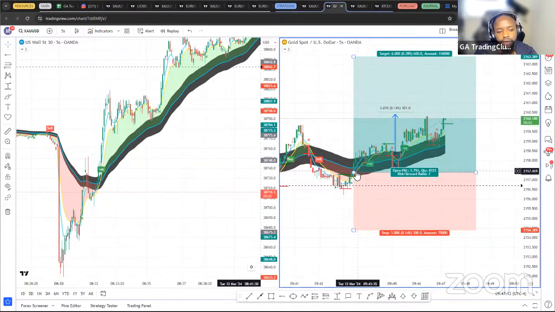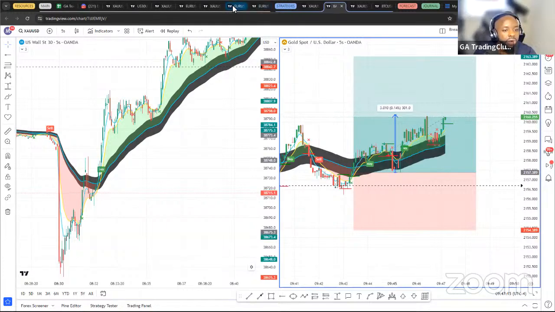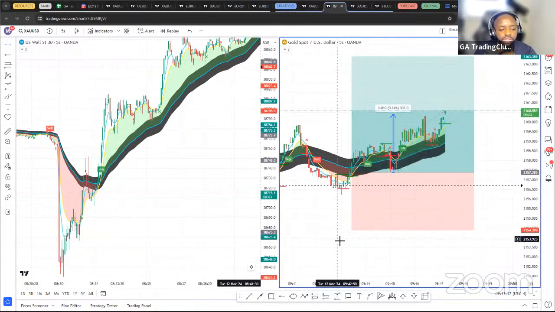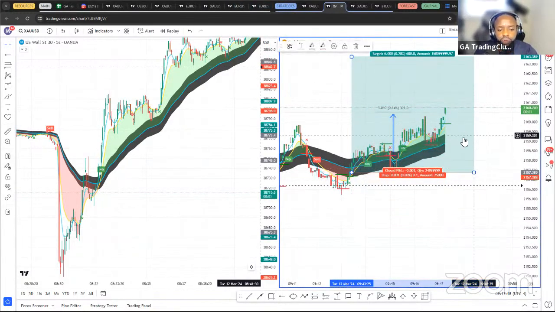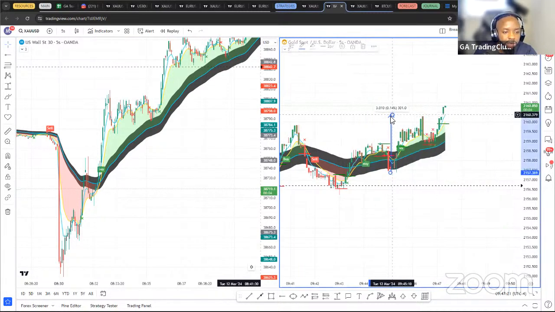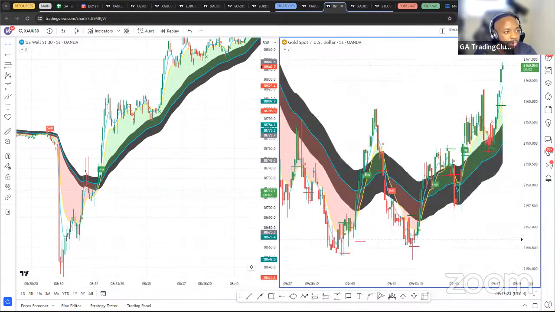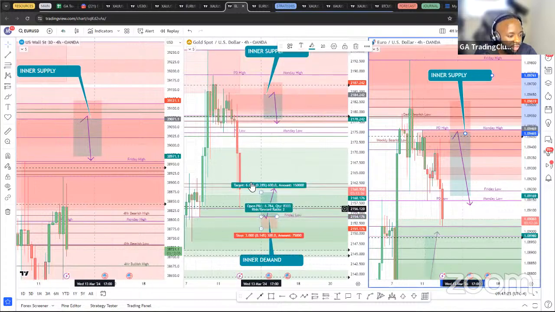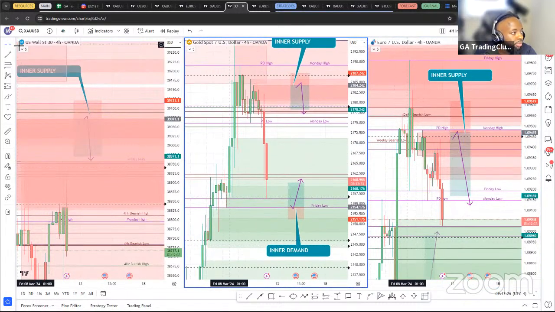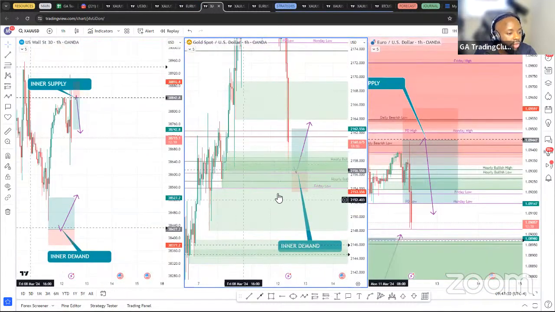But that would have been the nice entry based off of the 1 hour inner demand. Yeah. So at this point, we would be at break even for this trade. So I'll just go ahead and delete that in order to avoid FOMO and just wait for the next trade. But this right here, that was a nice setup for gold on the hourly time frame.